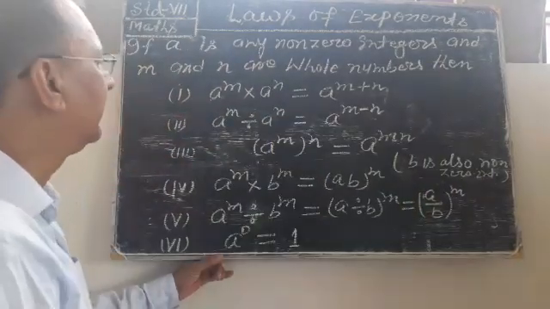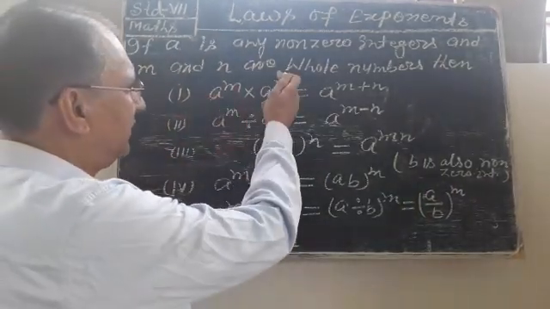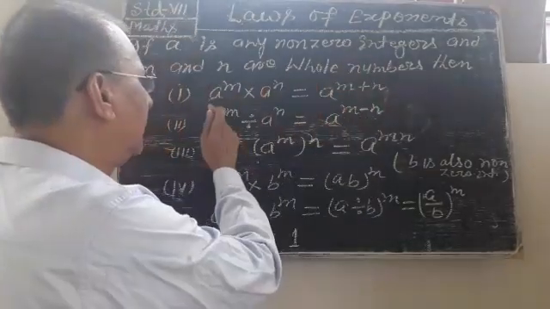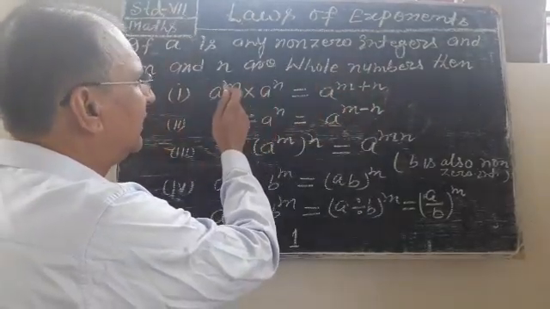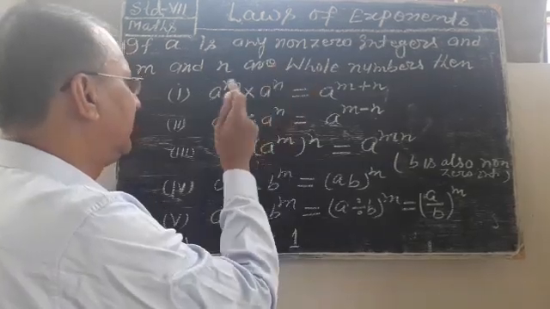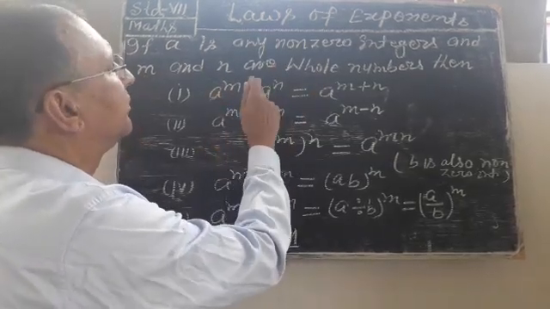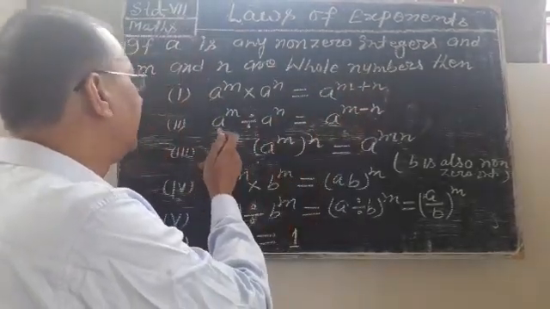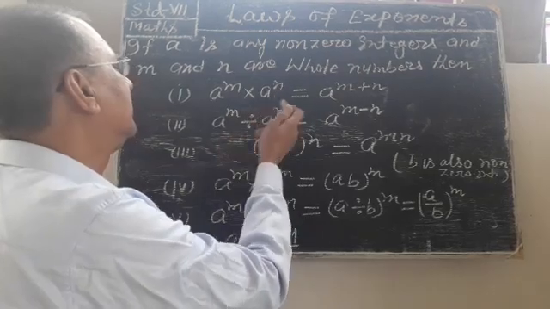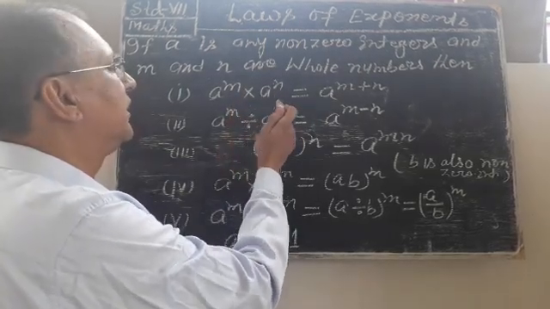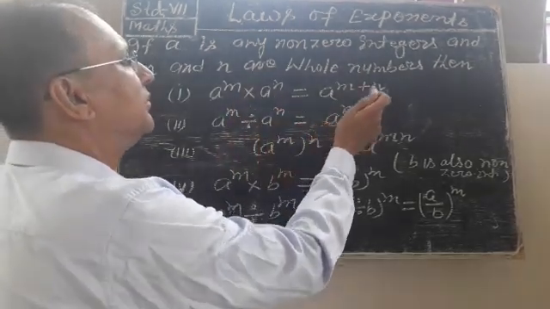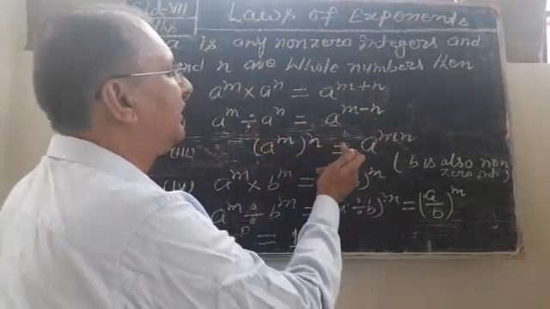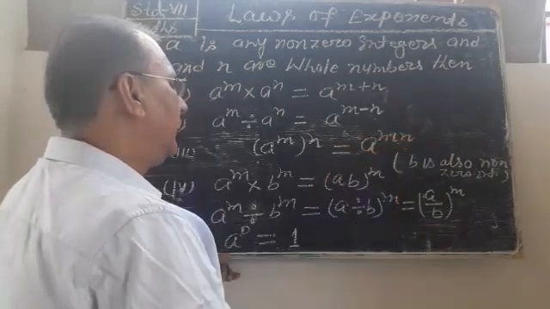So, see it again, a power m multiplied by a power n is equal to a power m plus n. Here bases are same and the exponents, powers, are different. A power m divided by a power n is equal to a power m minus n. Again, bases are same, powers are different. And a power m whole power n is equal to a power m into n.